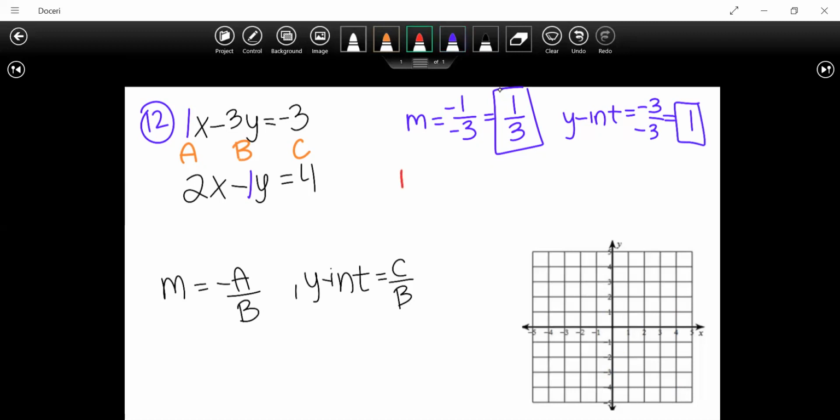We'll do the one down below as well. We have our negative a, which happens to be negative 2, over b, negative 1. This is just going to give me 2 over 1. Or you can write 2, as long as you understand that we have to do rise over run. The y-intercept is going to be doing the same thing, in which we're going to do 4 over negative 1, or negative 4.